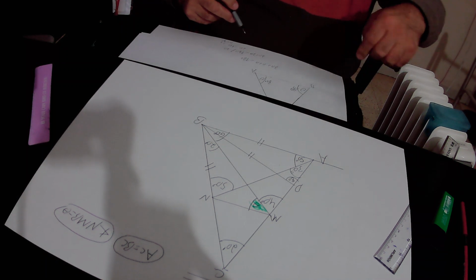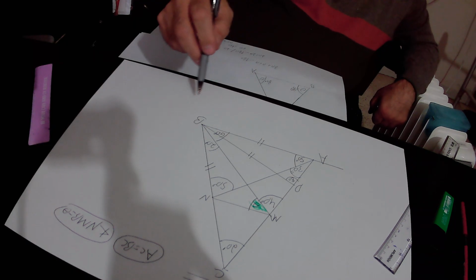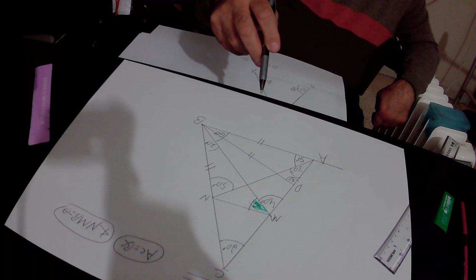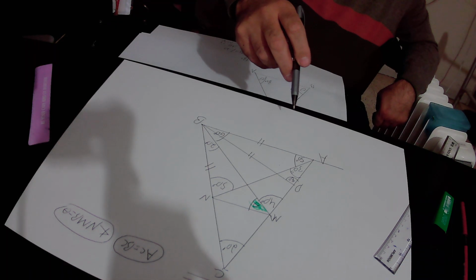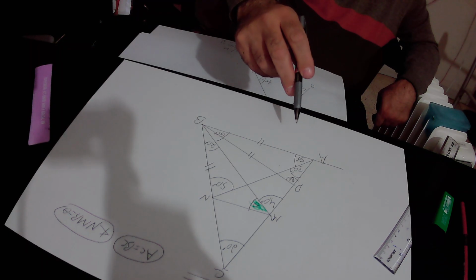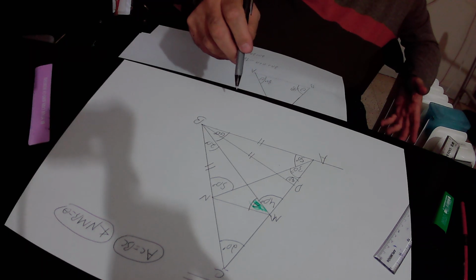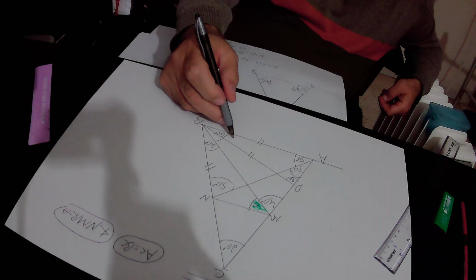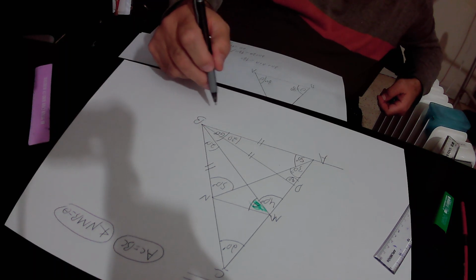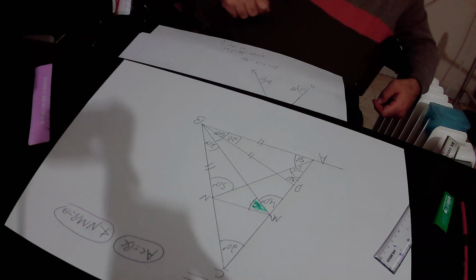Okay, so in triangle ADB, the sum of the angles must be equal to 180 degrees. Which angles do we have here? 80 degrees plus 80 degrees is 160 degrees. So the missing angle must be equal to 20 degrees in order to complete the sum of the angles in this triangle ADB to 180 degrees. Okay.